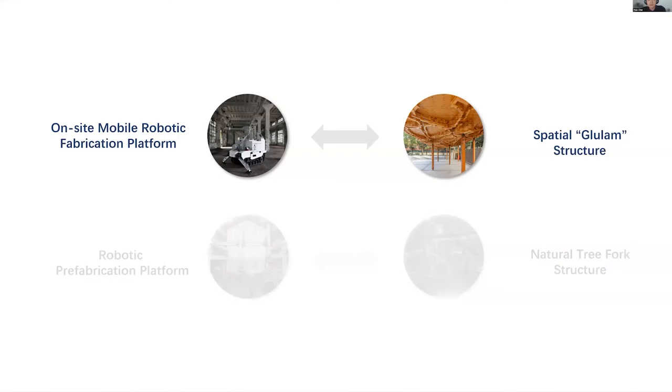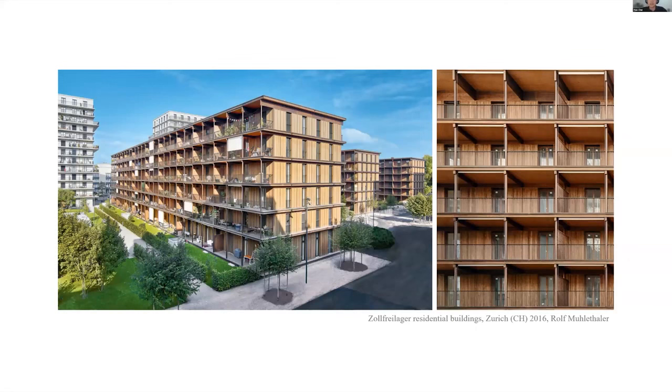So this research starts with the concept that, although timber displays many advantages in prefabrication, the timber structure actually suffers from the constraints of standardization and modularization, and also the constraints of transportation. And so for timber construction, especially for multi-story construction, it is constrained a lot by the grid-based floor plan.